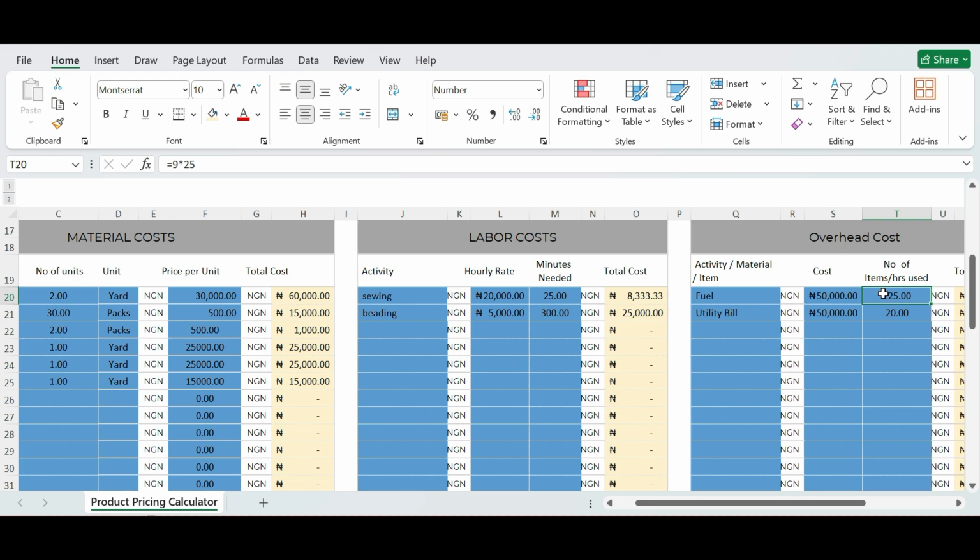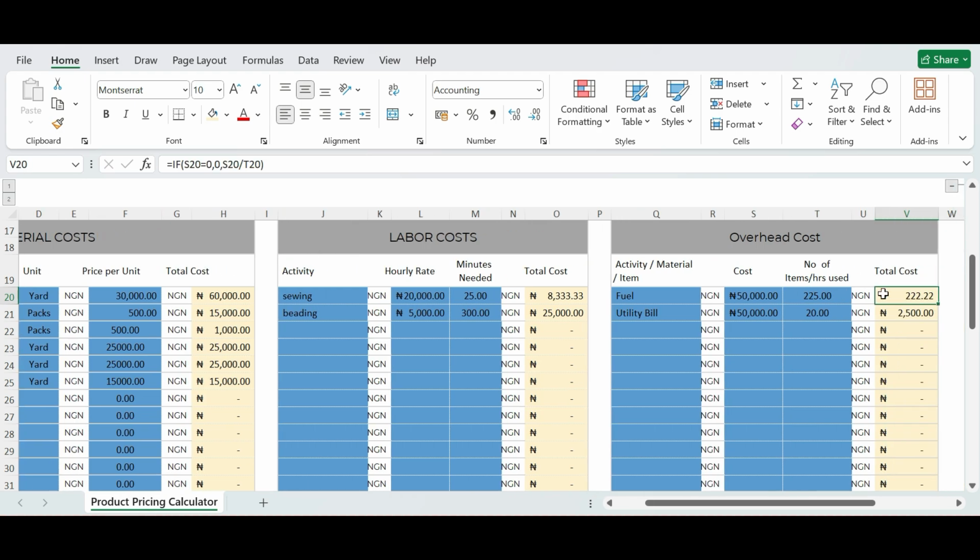That's a better way to measure your overhead, if that makes sense. Okay, so the total cost. Like I said, all formulas are inputted. It's just going to give you total cost or number of hours used. For example, use 9 hours.